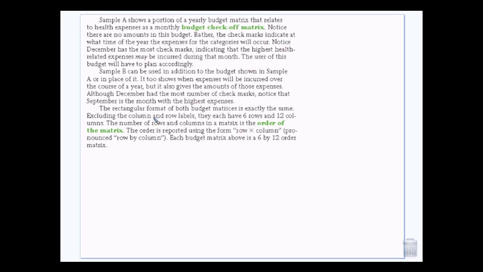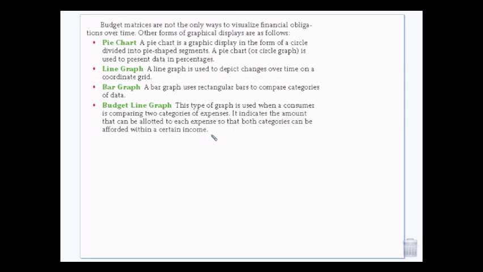And then you have a dollar matrix, which doesn't really have a name. And then we have the way you order the matrix, but we're not going to really worry about that. So other ways you can visualize where your money is going, you can do a pie chart, which shows you like this, how much of your money goes to each section. You can do line graphs, which depict changes in time.